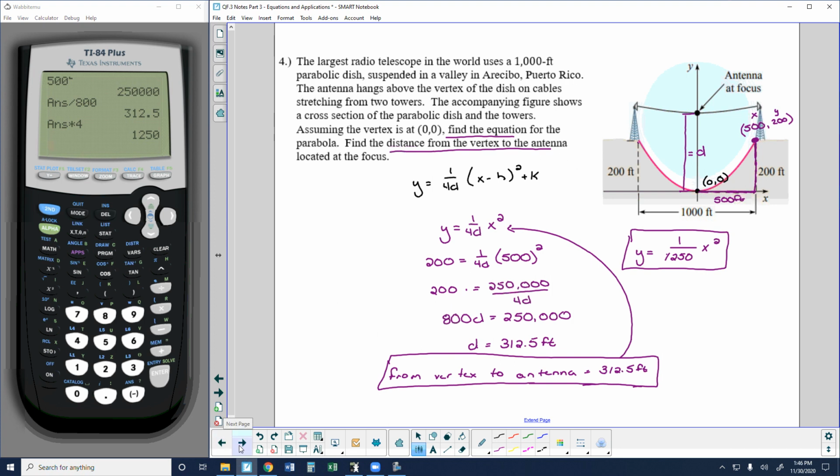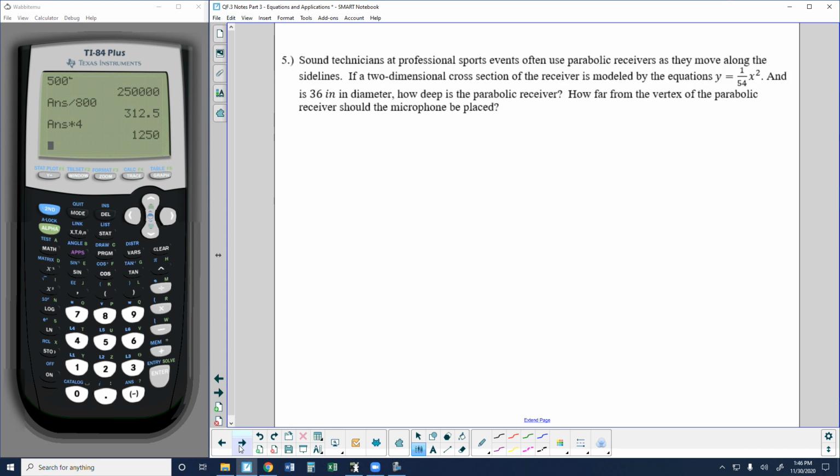Let's take a look at another example here, problem number 5. It says sound technicians at professional sports events often use parabolic receivers as they move along the sidelines. If a two-dimensional cross-section of the receiver is modeled by the equation y equals 1 over 54 x squared and is 36 inches in diameter, how deep is the parabolic receiver?